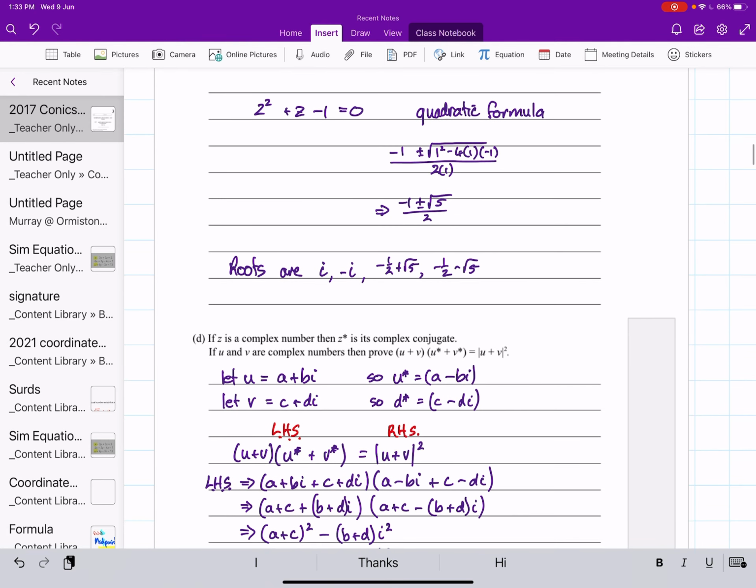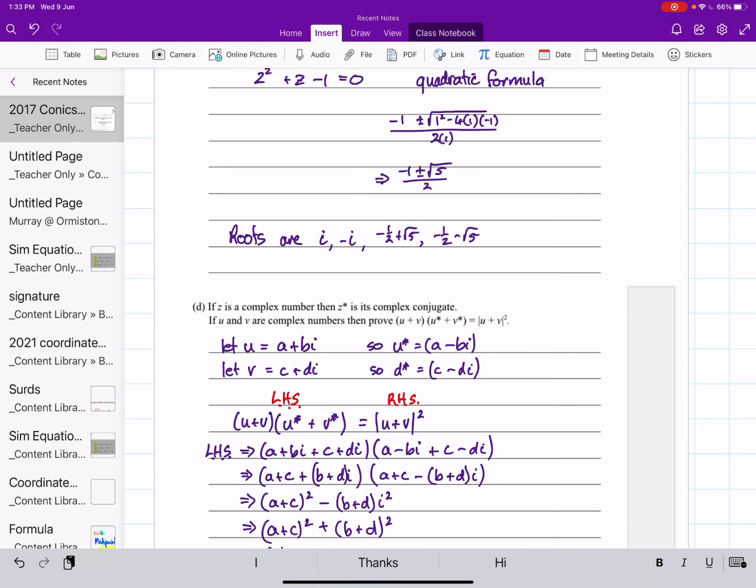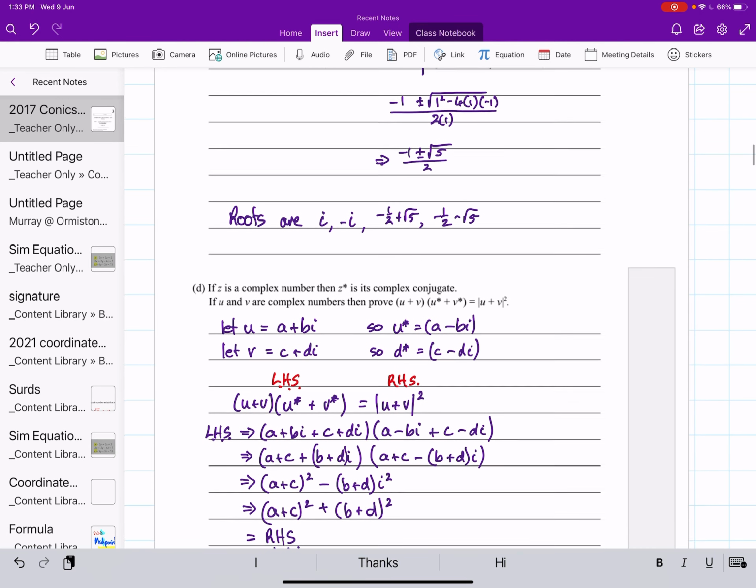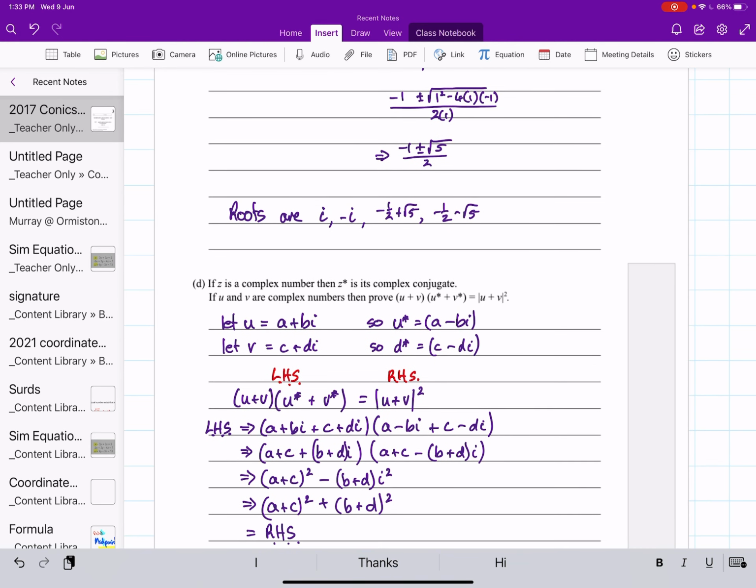We find that i squared is negative 1. It's a difference of two squares. That comes out nicely, and that is the modulus of the right-hand side. So that is proven. That is a merit question.